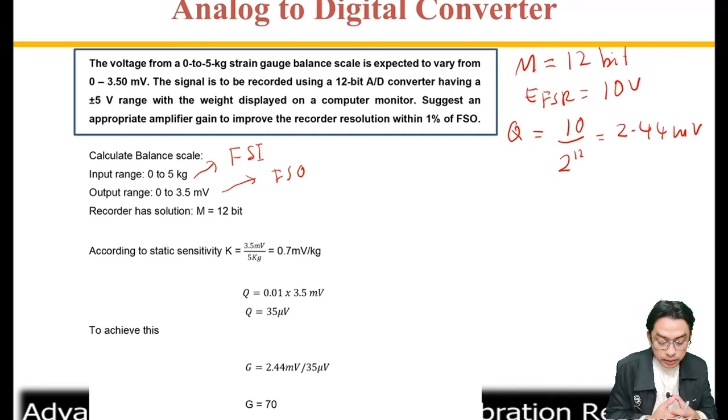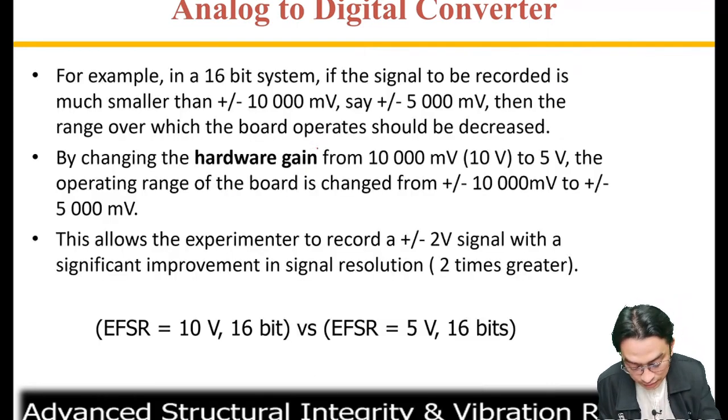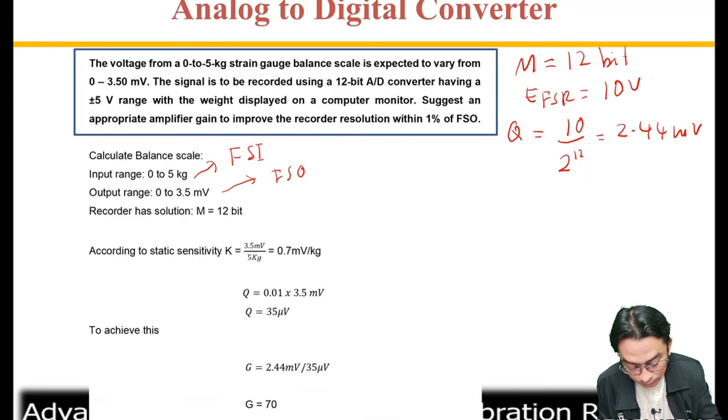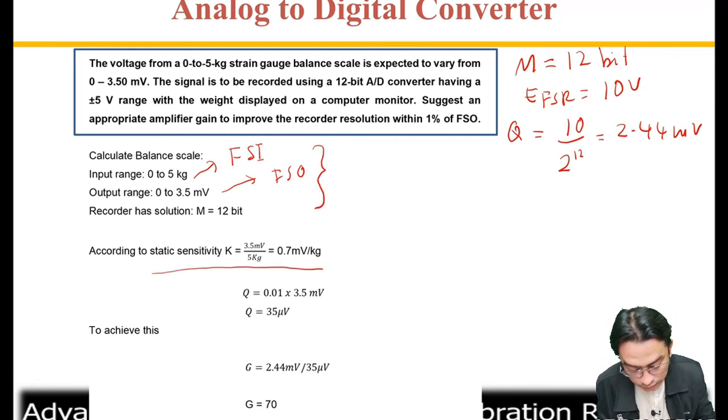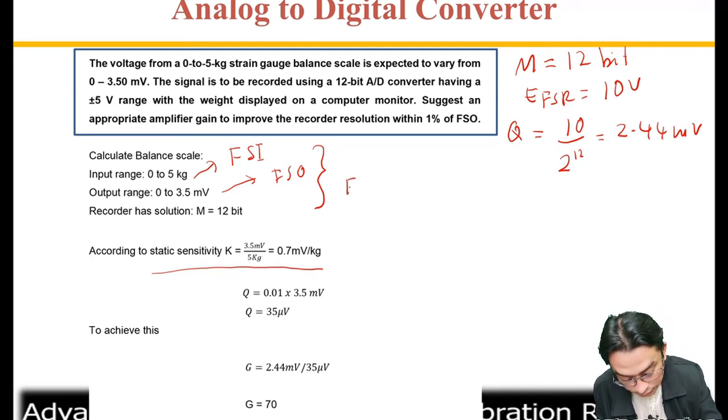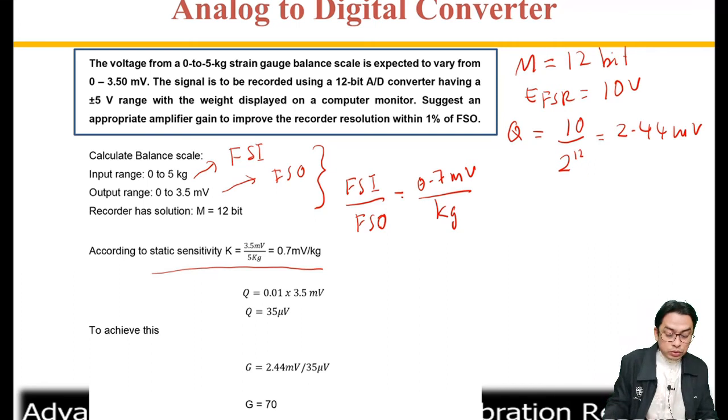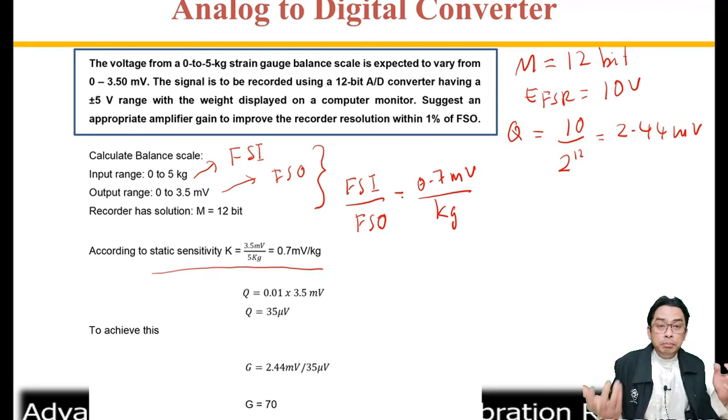Let us see the problem here. From the question itself, I can analyze this input and calculate the static sensitivity. FSI divided by FSO is equal to 0.7 millivolt over kilogram. So for every 1 kilogram, it will increase by about 0.7 millivolt.